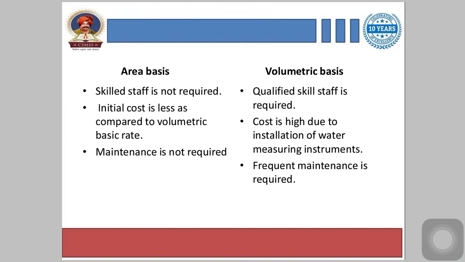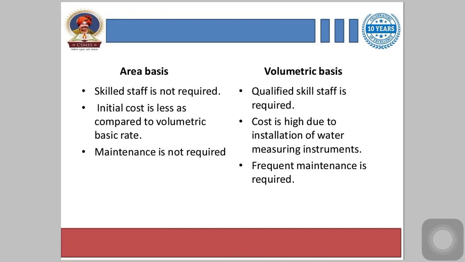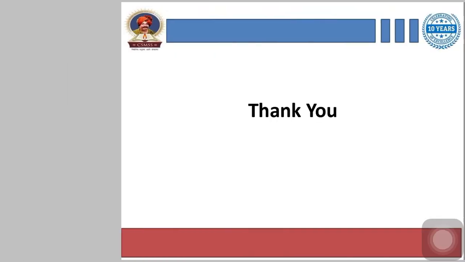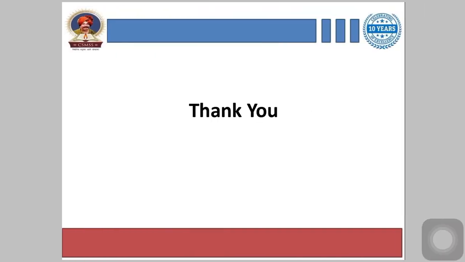So now we will see about the cost. Initial cost is less in area basis as compared to volumetric basis, where cost is high due to installation of water measuring instruments. In area basis, maintenance is not required, and frequent maintenance is required in volumetric basis. So now we studied the comparison between the area basis and the volumetric basis. Thank you.